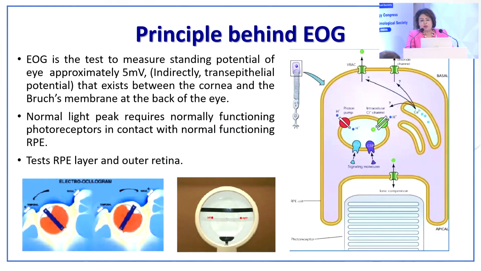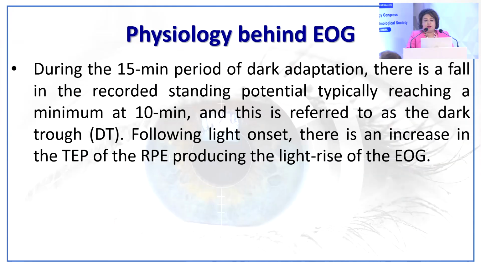The principle behind EOG is the test to measure the standing potential of the eye, approximately 5 mV, indirectly the transepithelial potential that exists between the cornea and the Bruch's membrane at the back of the eye. Normal light peak requires normally functioning photoreceptors in contact with the normally functioning RPE. It tests the RPE layer and the outer retina.